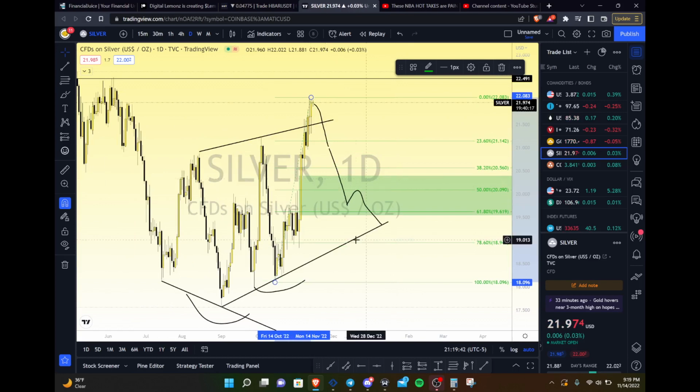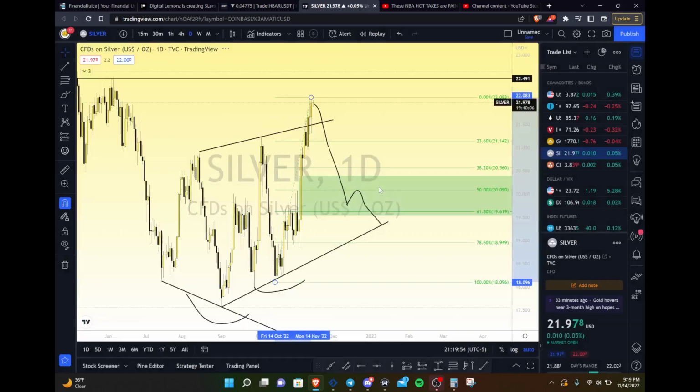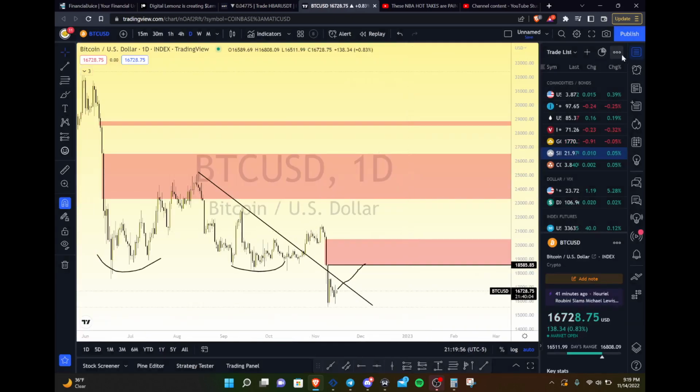If we don't get that, as long as we hold this ascending trend line, we're probably still looking good for more upside. All right, so now let's go on to Bitcoin, see what's going on over there. So looking at the BTC USD index.